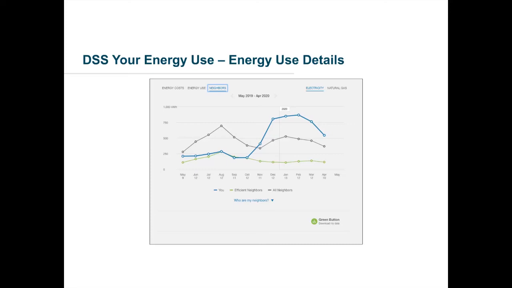Three lines are displayed on the graph. In this example, You, which represents the customer, is shown in blue. All neighbors are shown in gray, and efficient neighbors are shown in green. This graph helps customers determine whether they are being more or less energy efficient than their neighbors, which can prompt them to step up their energy savings.